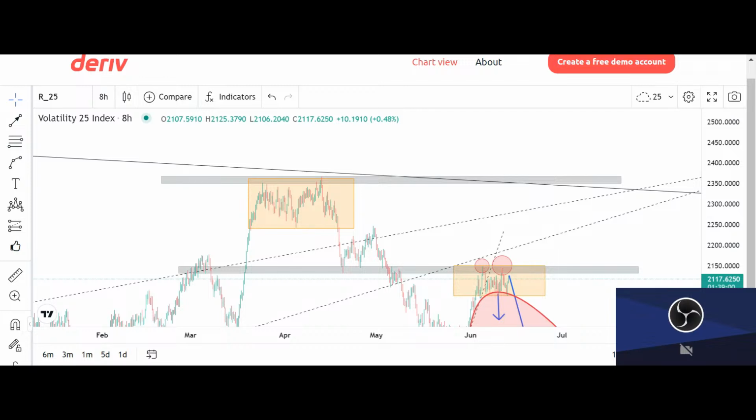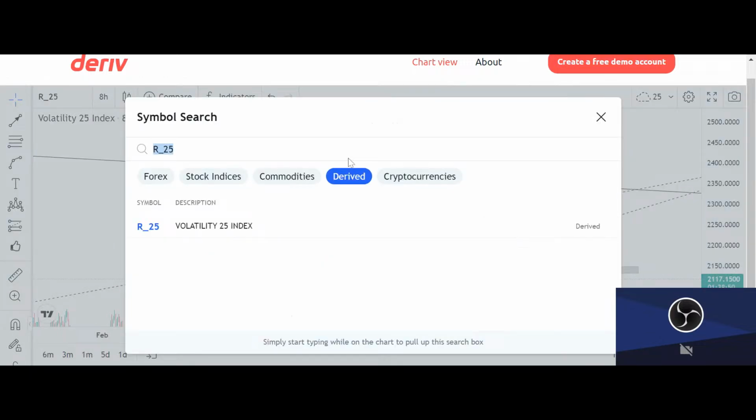The one more I'm just going to do real quickly here is V75, which is a common one. So I just do V75 here. V75. Okay.